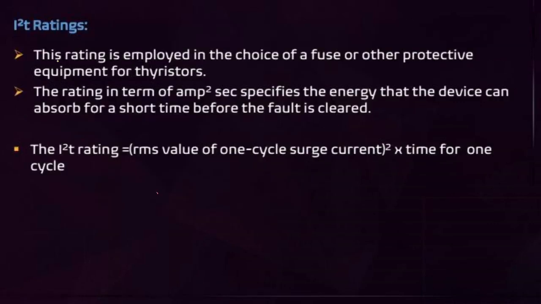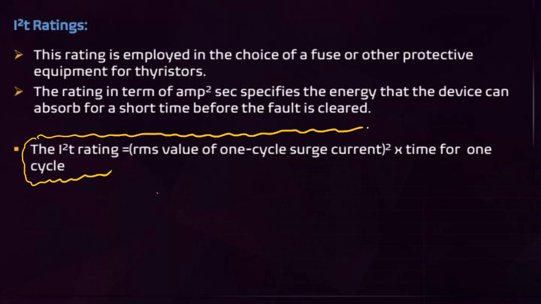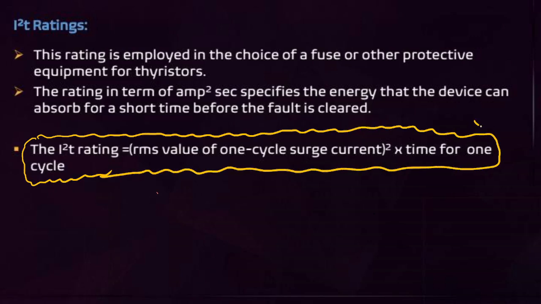Then what is the I square t rating? The I square t rating is mainly used for selection of the protective elements. Among the protective equipment of a thyristor, it is mainly used for fuse selection. The fuse is selected based on the I square t rating. And this is the I square t rating formula that you have to consider. This is also very important.